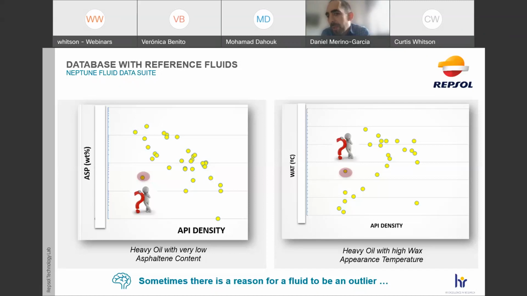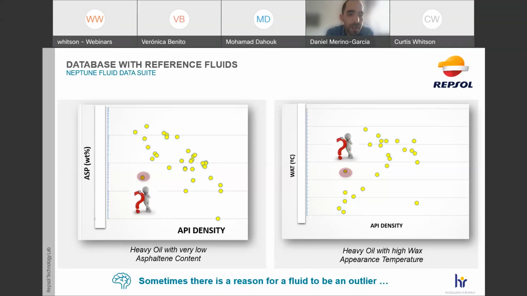Similar example on wax appearance temperature, that point over there seems to be out of trend. And again, you have to question, is that okay? Is that a problem in the lab? And again, for this particular example, it was a case where the geochemistry could explain why that heavy oil had a high wax appearance temperature. It was not a biodegraded oil, as you typically have with heavy oils, but it was an immature oil that got to that particular reservoir.